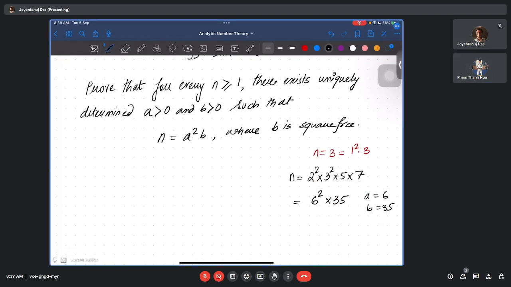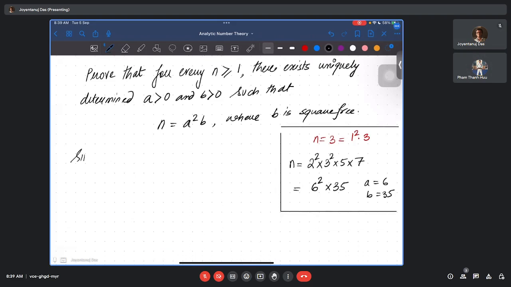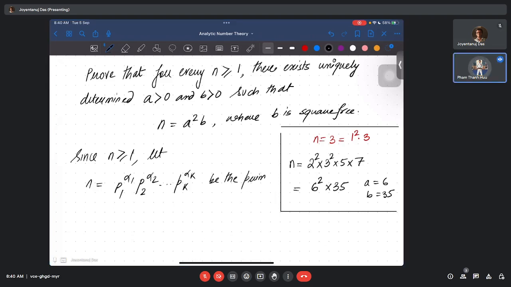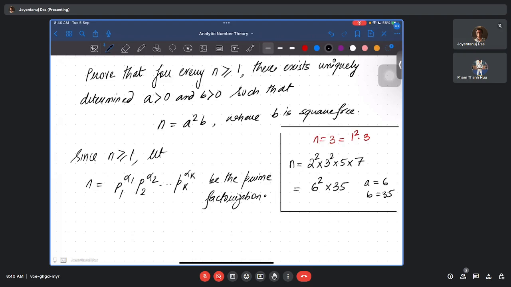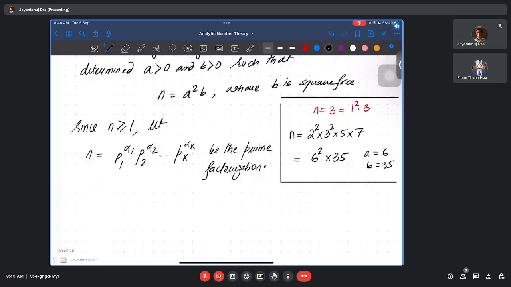So how to do it for general values of n? We'll start with a prime factorization. Since n is greater than 1, we have a prime factorization. Let n equal p1 to the power alpha 1, p2 to the power alpha 2, up to pk to the power alpha k. These alpha 1, alpha 2, alpha k are the exponents of the primes, and they can be even or odd.